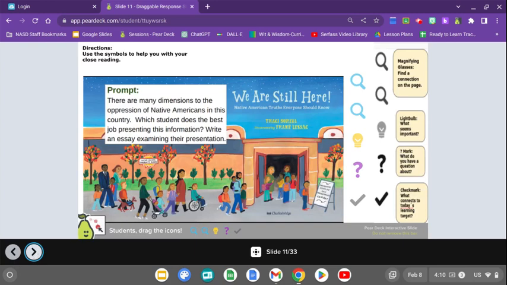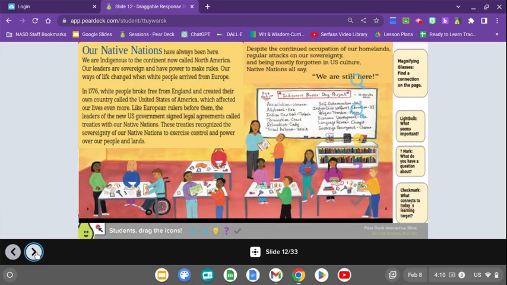So, prompt once again, there are many dimensions of oppression of Native Americans in this country. Which student does the best job presenting the information? Write an essay examining the presentation. Again, their essay is to be doing what? Examining the presentation. There seems to be a connection between those two things. The presentations themselves is the big idea. I wonder what's written in that last little word down there is my question. And for today's learning target, everybody's coming to school for history, including families, moms and dads, and uncles, aunts, grandpas, and grandmas. Our native nations, slide 12.